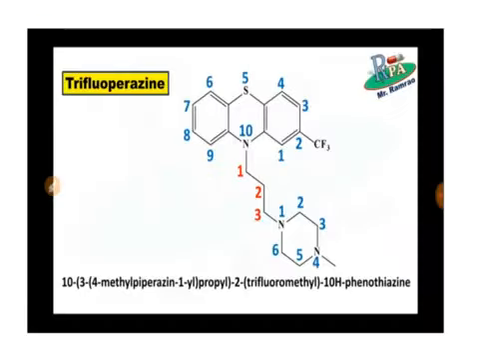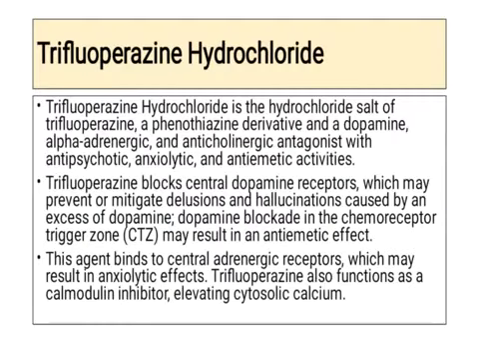Trifluoperazine, this is the structure. Please write down the structure. It is a piperazine derivative. It has more activity as compared to other drugs. Similar anti-emetic, it decreases antipsychotic effects like delusion and hallucination. They bind to the adrenergic receptor, which results in an anxiolytic effect.